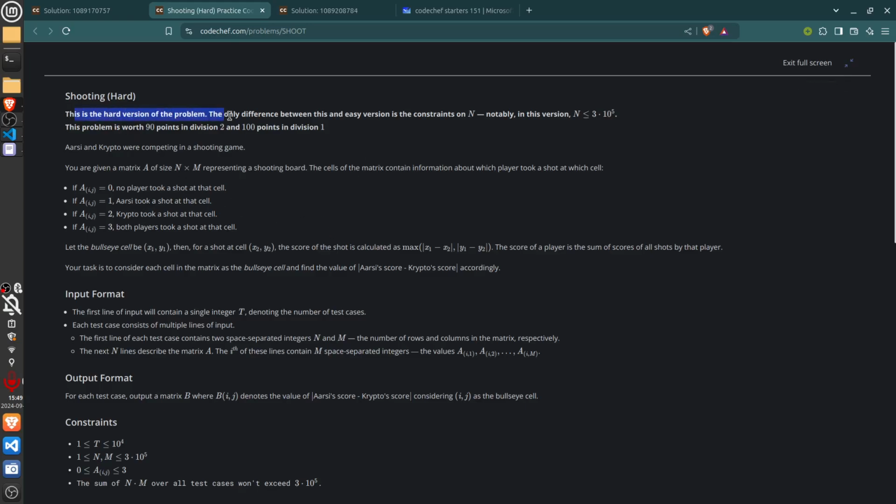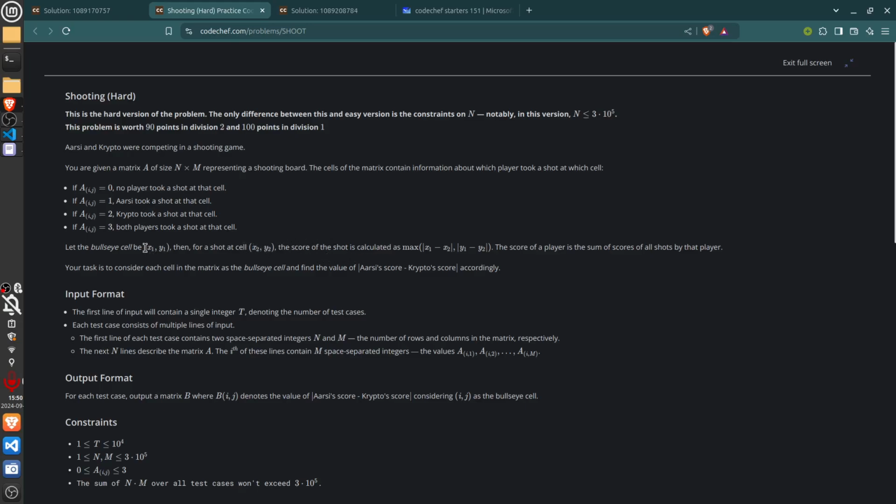For this one, this is a hard version of the problem. The only difference between this and the easy version is the constraints on n. ARC and Crypto were competing in a shooting game. You're given a matrix A of size n by n. Basically, ARC took a shot at this cell, Crypto took a shot at this cell, otherwise both players took a shot at the cell. For each cell, you want to calculate the score.